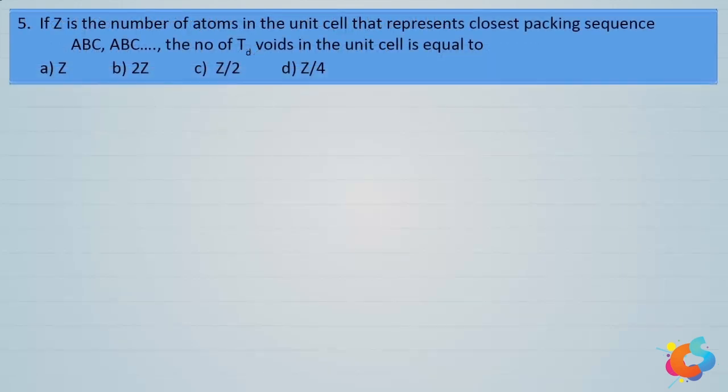The next question is, if Z is the number of atoms in the unit cell that represents close packing sequence ABC ABC, then the number of tetrahedral voids in the unit cell is equal to, the given options are option A Z, option B 2Z, option C Z by 2 and option D Z by 4.